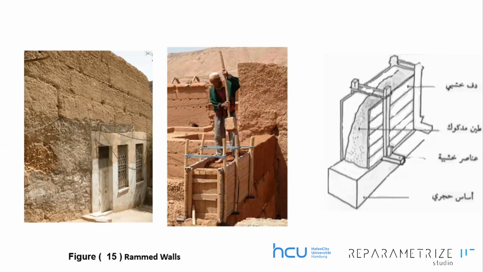The mold is placed 5 centimeters from the wall edge. These plates of wood are fixed together by binders. After putting the mud in the mold, it is compressed by a wooden hammer. Then the mold is removed.